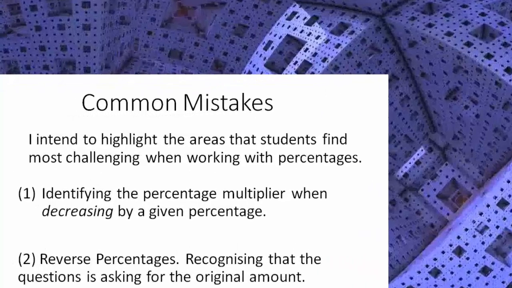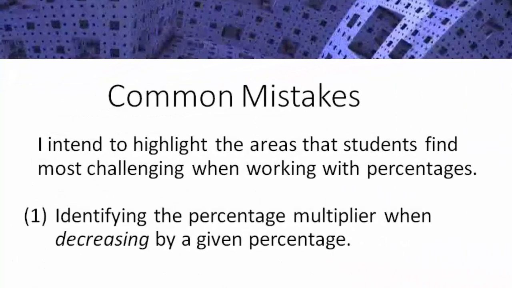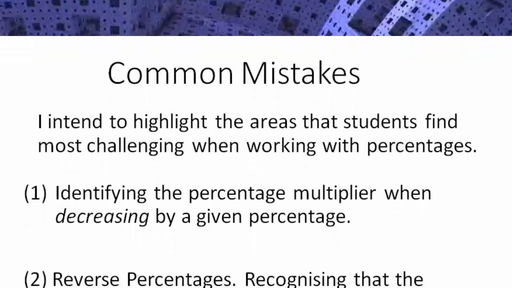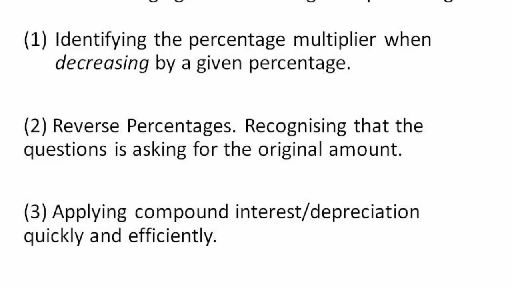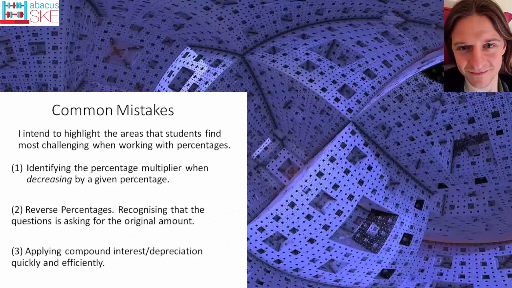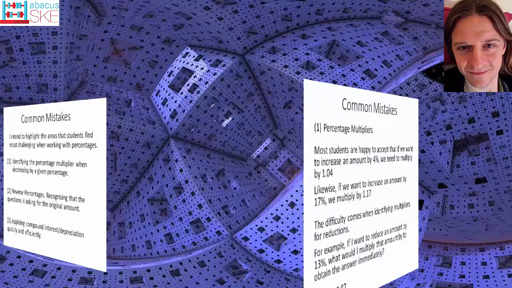Common mistakes. Well, let's take a look first at identifying the percentage multiplier when decreasing by a given percentage. We're also going to take a look at reverse percentages, and we're certainly going to take a look at applying compound interest or depreciation quickly and efficiently. But let's take a look first at identifying the percentage multiplier when decreasing by a given percentage.